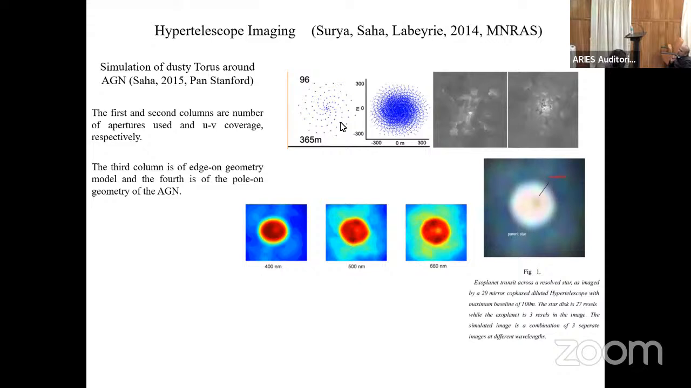If you have 96 elements and organize them like this, then the UV coverage you get is this way. And if the AGN is polar on and edge on, you get this kind of structure. Then he used an extended object like an exosolar planet. If it is 400 nanometer, you get this kind of structure. At 660 nanometer, you get this. And you can resolve it if any exosolar planet is there. If it is the parent star, this is the one.